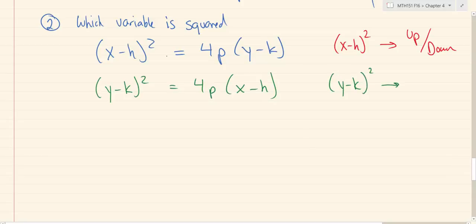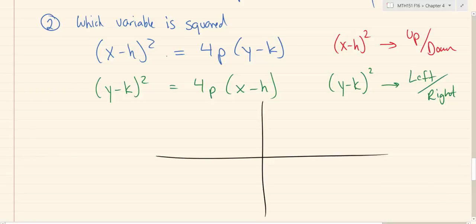So do you see the difference between these two formats? One has the x minus h being squared, the other one has the y minus k being squared. But you still got an h and a k, you still got a p. This parabola opens left or right. It's a sideways opening parabola. So the blue parabola is going to look like this, or it's going to look like this. The green parabola with the y being squared will either open to the right or open to the left.